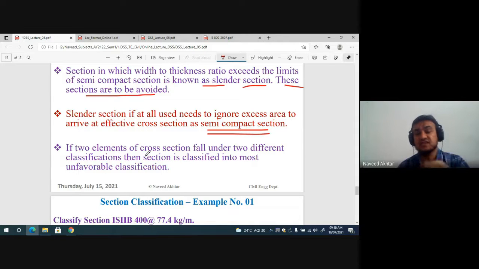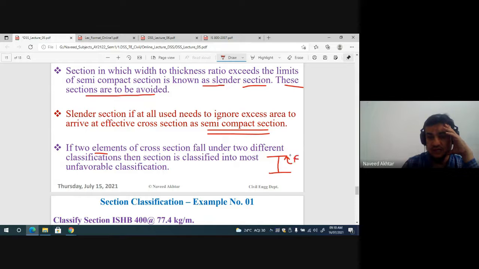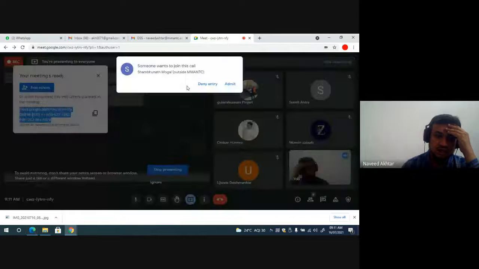Okay. So if two elements of cross section fall under two different classifications, ये पहले भी हम लोगों ने देखा कि अगर सेक्शन के जो एलिमेंट हैं, एलिमेंट क्या रहते हैं हमारे, अगर I सेक्शन है तो उसका फ्लैंज है और वेब है. ओके, तो इन दोनों में अगर एक प्लास्टिक आया, समझ लो वेब आपका प्लास्टिक आ गया, it is plastic, and flange is compact. तो सेक्शन क्या कहलाएगा, सेक्शन will be the compact one we will consider. So if two elements of cross section fall under two different classifications, then the section is classified into the most unfavorable classification, in between the two elements.